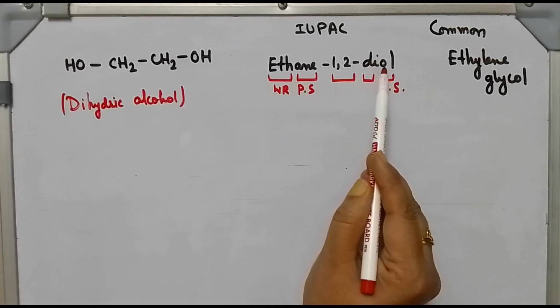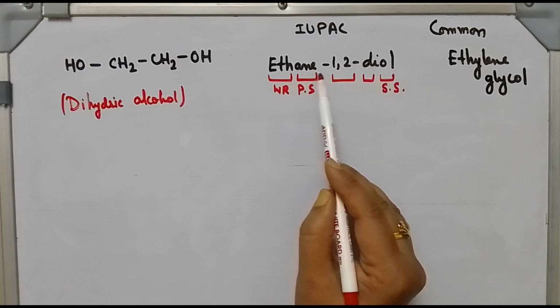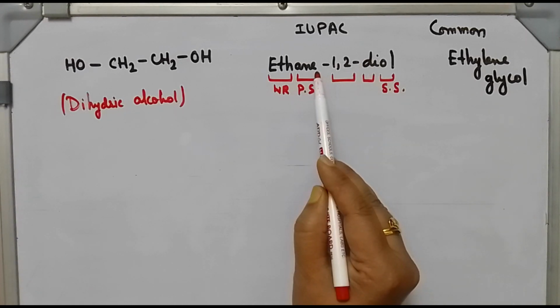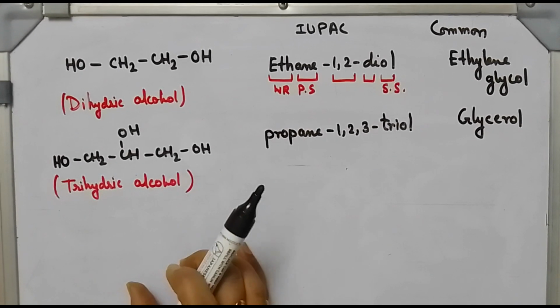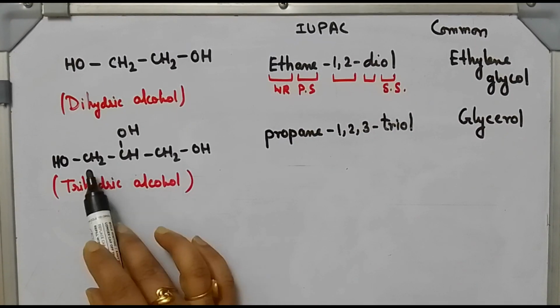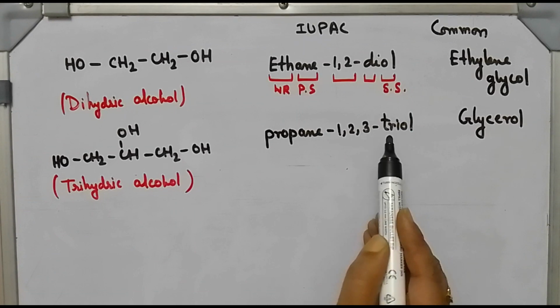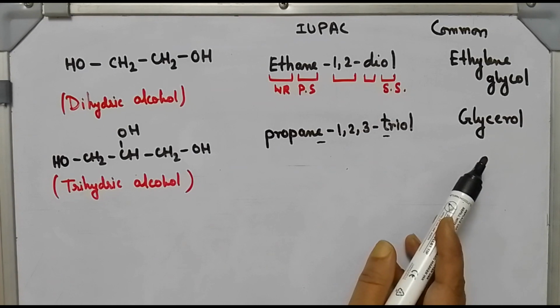Now see here, since di is present, we are not dropping this E. If it is only ol, then we drop E, like ethanol. But since D is coming here after E, we are not dropping this E. Now say this is a trihydric alcohol, meaning 3 hydroxy functional groups are there. Its IUPAC name: 3 carbon atoms are there in the parent chain, so propane-1,2,3-triol. Since it is starting with T, we are not dropping this E, and its common name is glycerol.